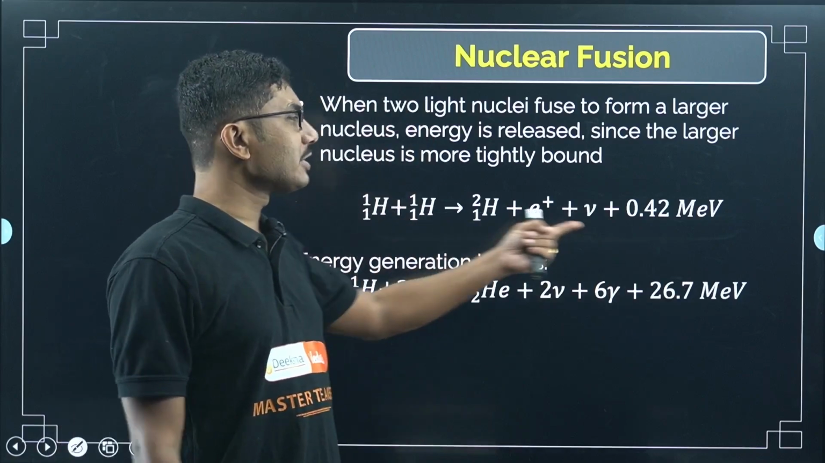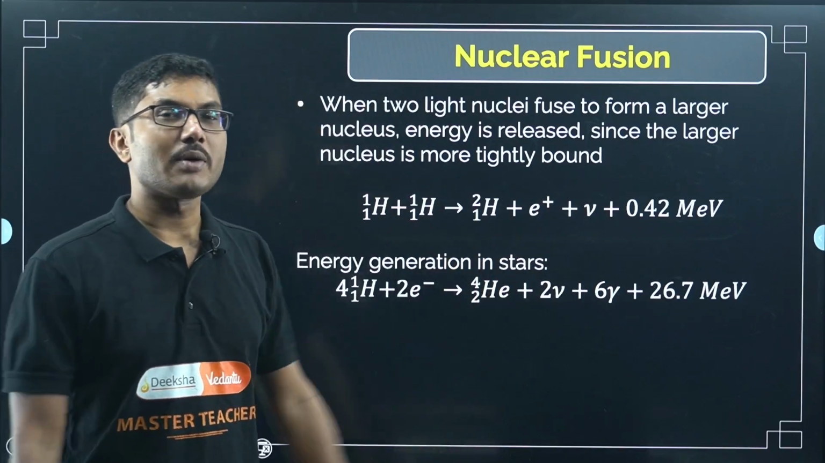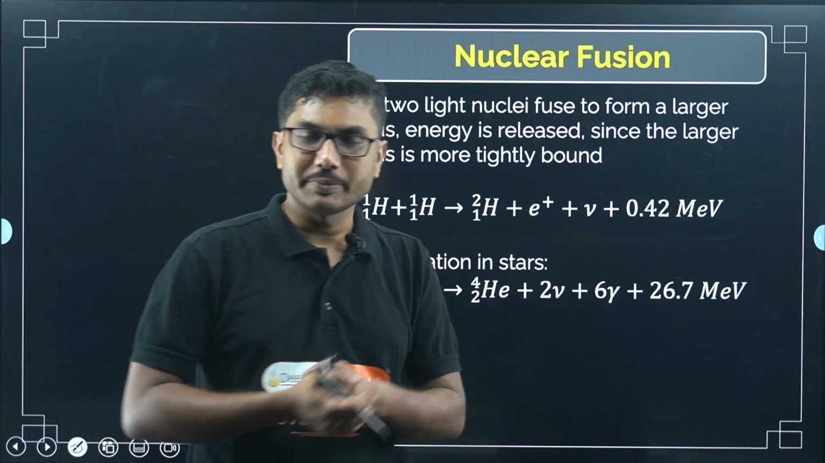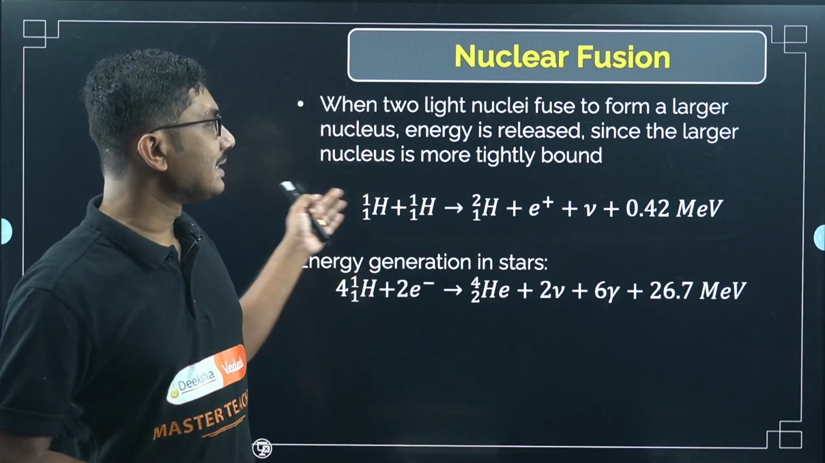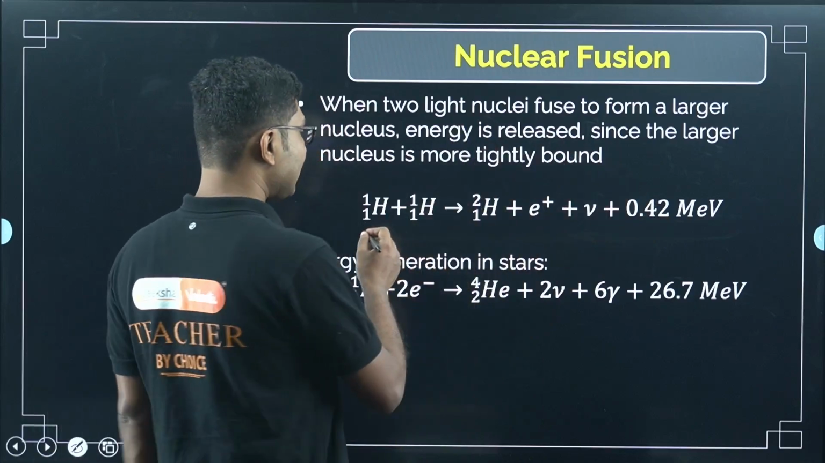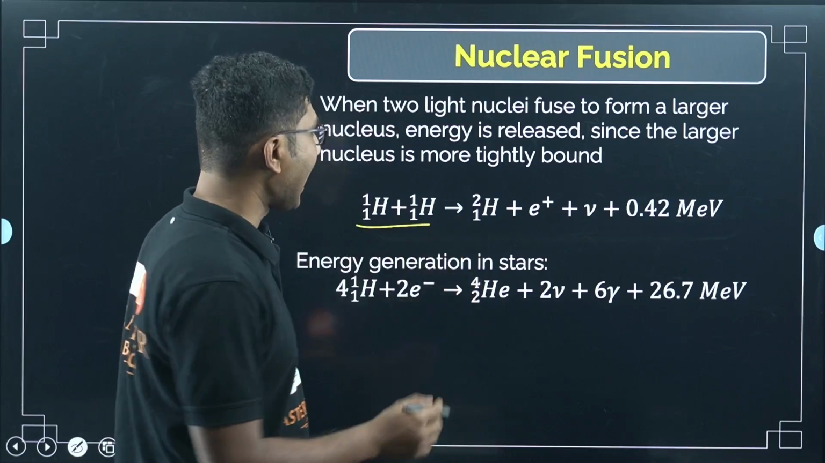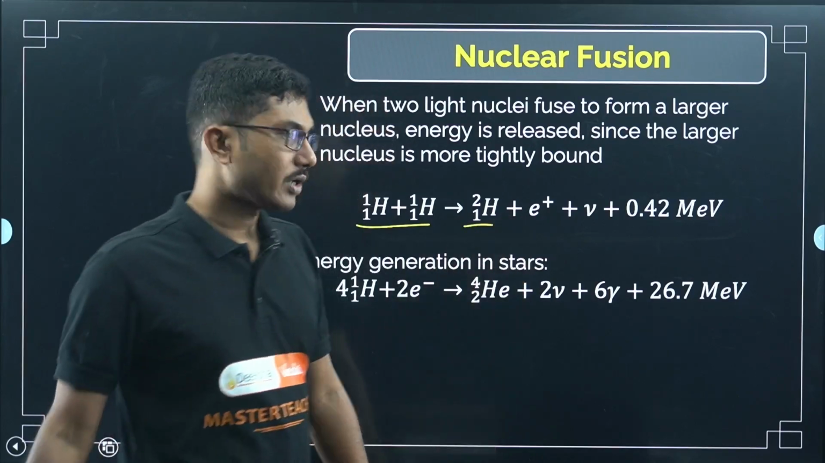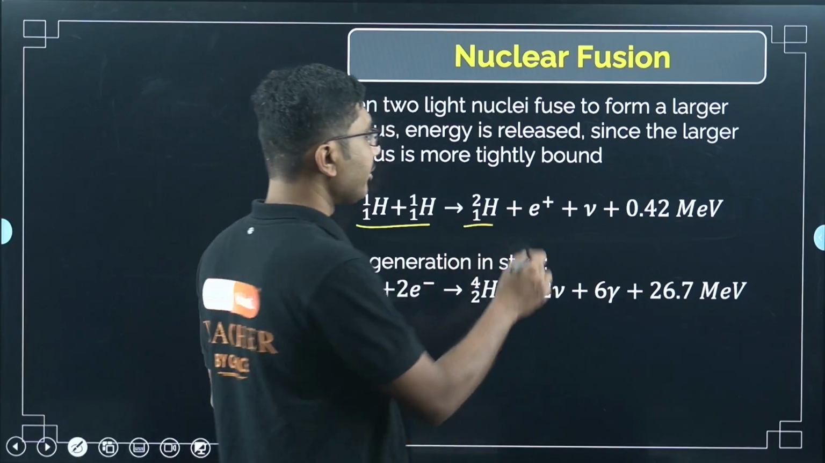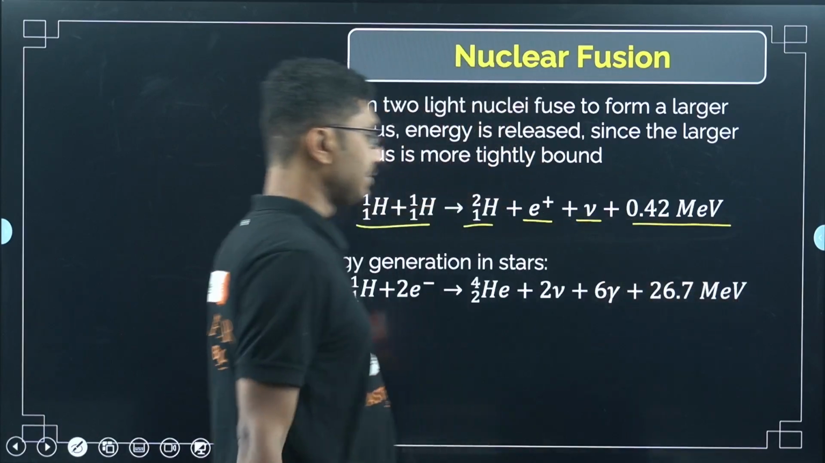This process is not possible without spending a large amount of energy, which is not possible right now. That is why we have not been able to achieve it. As you see in this process, we are merging two hydrogens and getting a deuterium. Two hydrogens are merged into one deuterium, one positron, and one neutrino, and some energy is released.